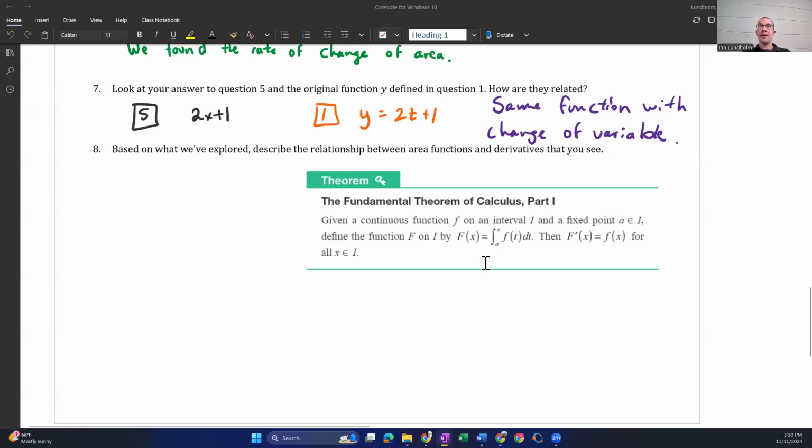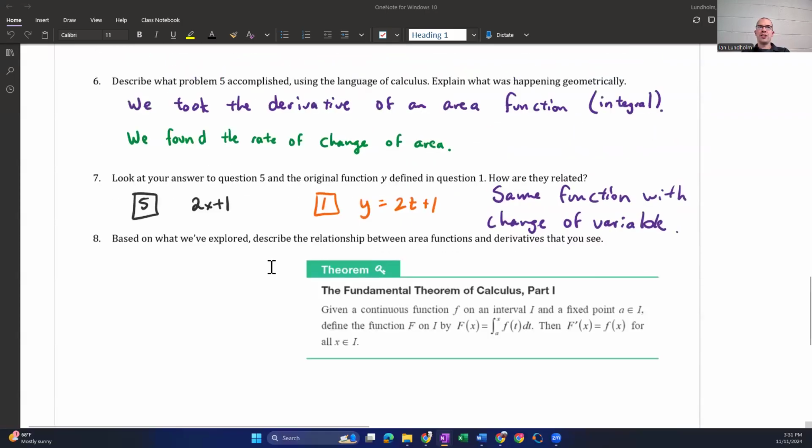So you end up getting the same function back with a change of variable. Instead of being f of t on the inside of this integral, where one of the bounds is an x, this ends up being little f of x once you take the derivative of this area function. And this is really cool. This explains that area functions and derivatives can undo each other.